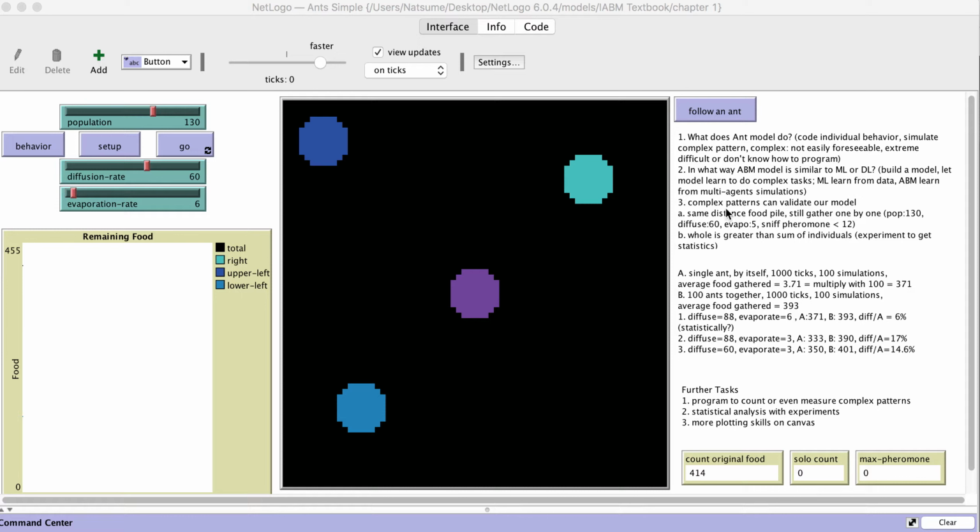So we need to use complex patterns to validate our model. How do we do that? So let's look at the first question first. What does the ANT model do?